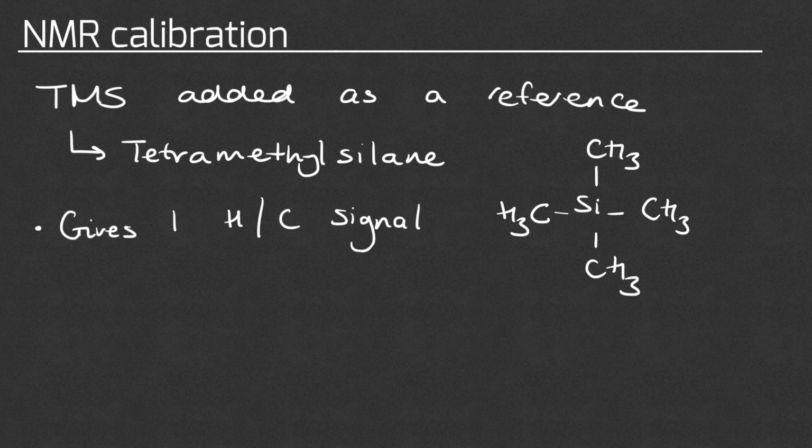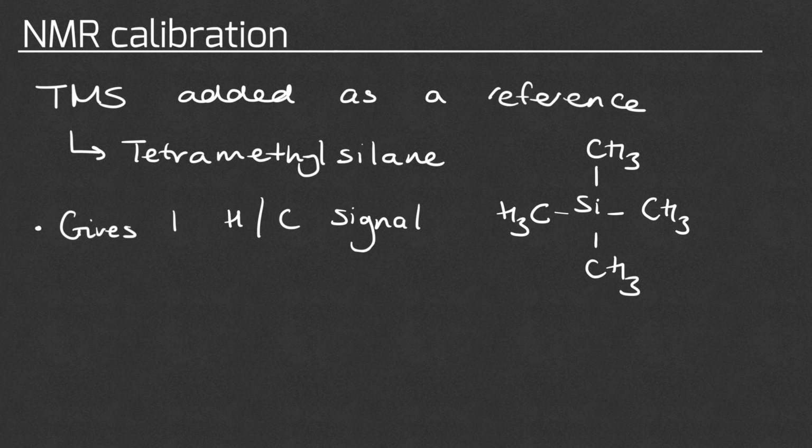The reason we use TMS is that it only gives one hydrogen signal or one carbon signal. We'll look at this later on, but it has all 12 hydrogen atoms in identical environments and all 4 carbon atoms in identical environments. So this means that you'll only produce a single peak in both. This peak is what we set the value of the chemical shift, which we'll look at later, as 0.